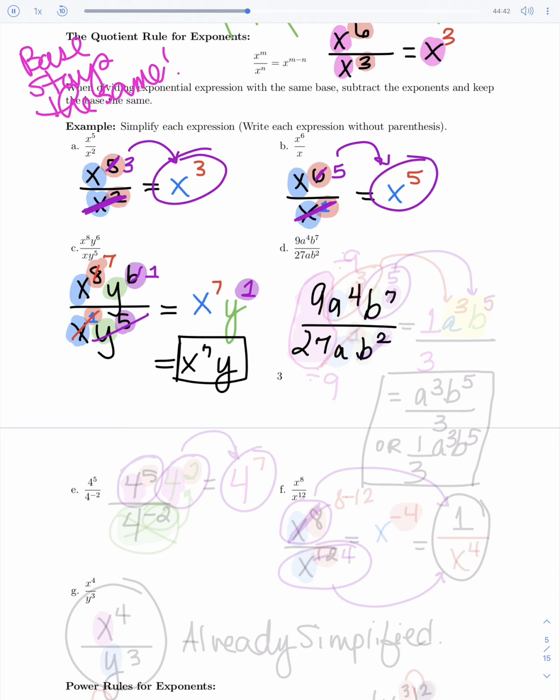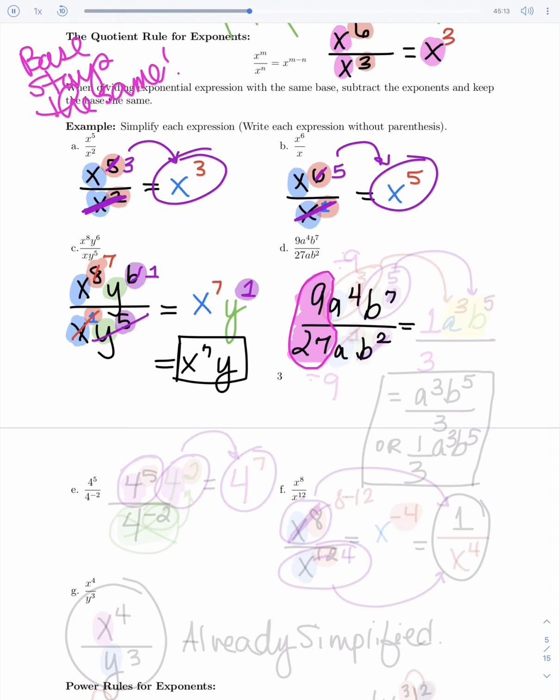Again, let's break this down into parts so we don't get overwhelmed and deal with one thing at a time. So let's deal with the numbers first, kind of get tunnel vision and deal with the 9 over 27. Notice these don't have anything to do with exponents. I don't see any exponents, they're just normal numbers. So if I had the fraction just 9 over 27, what is the problem with it? It's not reduced. So let's reduce it.